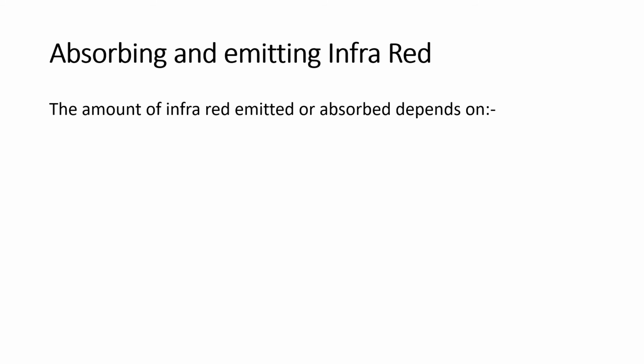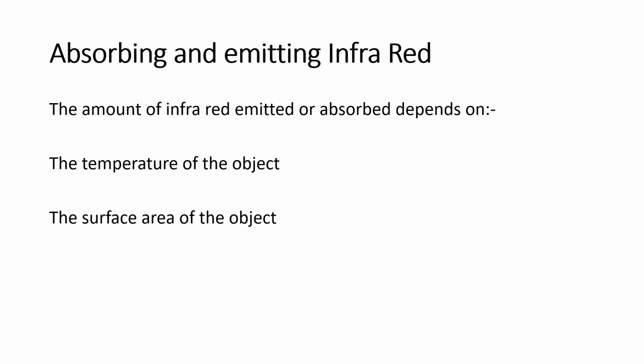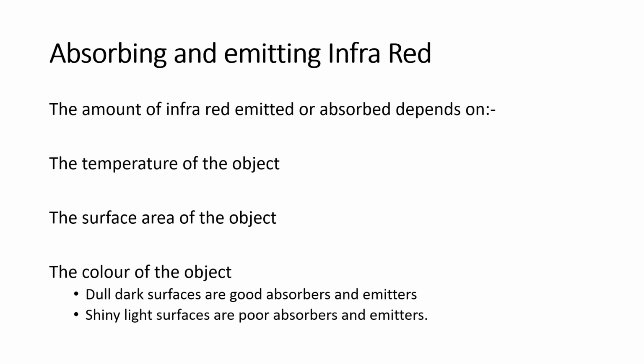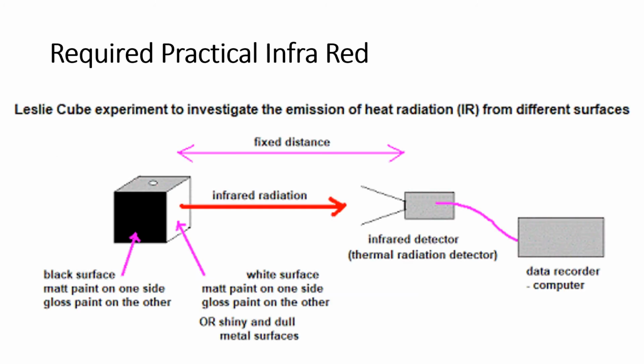We looked quite a lot at absorbing and emitting infrared, and the amount of infrared that's given out or taken in depends on the temperature of the object compared to its surroundings, the surface area of the object, and also the colour of the object. Remember, dull dark surfaces are good absorbers and good emitters, and shiny light surfaces are poor absorbers and poor emitters.